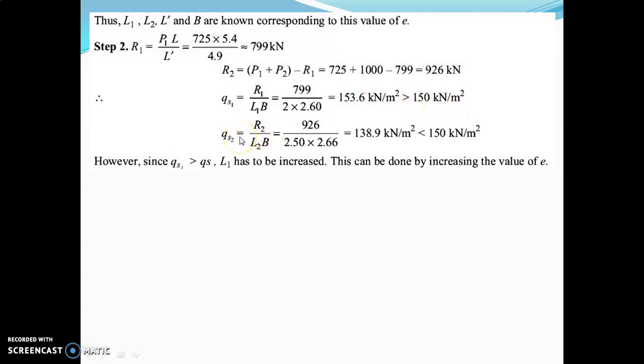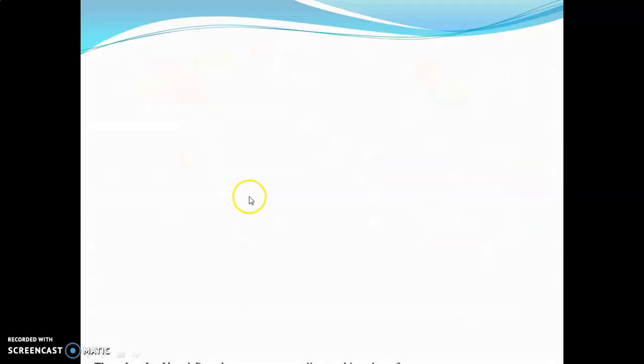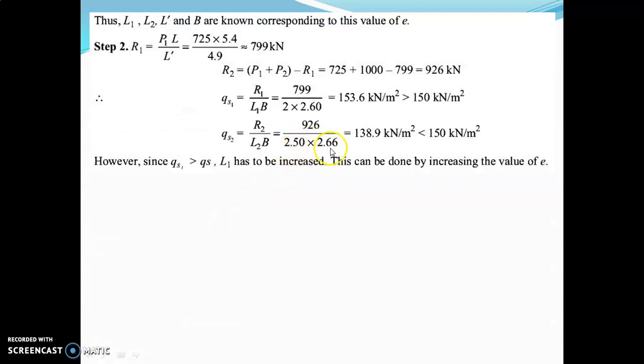Now find QS2, that is R2 divided by L2 into B. R2 is 926 divided by L2. L2 is 2.5. Okay, this calculated here. L2 is 2.5 into B is 2.66. Okay, so what you will get? 138.9. So that is less than 150.